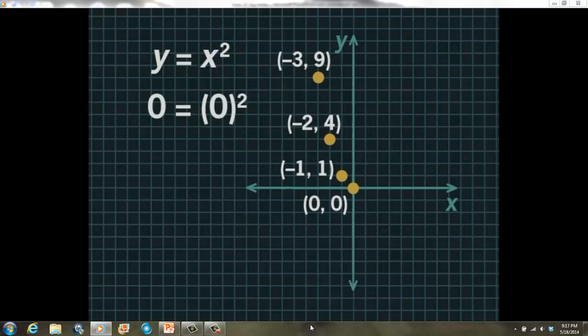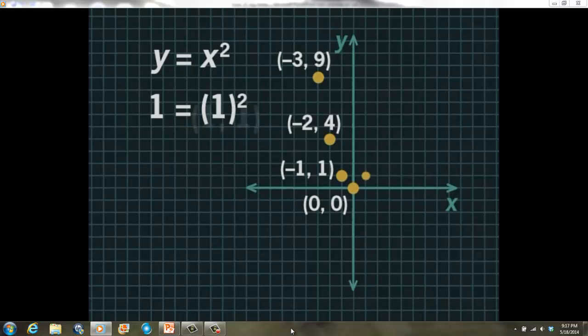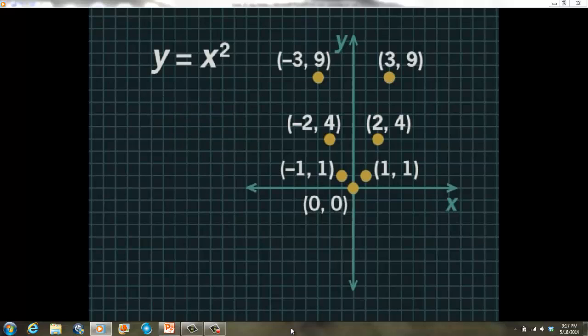Plot (0, 0). On your handout, I have provided a table of points. You should be filling out these points and following along as we go. You can also plot the points on the coordinate plane. If x is 1, y is 1. Plot (1, 1). 2 squared is 4. So, (2, 4) is on the graph. If x equals 3, y would be 3 squared, or 9. So, (3, 9) is a point on the graph. I think we have enough points now.